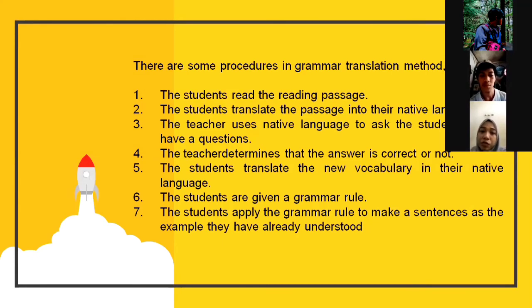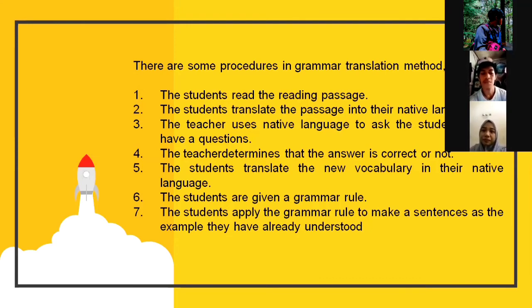The second, the students translate the passage into the native language. And the next, the teacher uses the native language to ask the students if they have a question. The fourth, the teacher determines whether the answer is correct or not. The fifth, the students translate the new vocabulary into their native language. The students are given a grammar rule, and the last one, the students apply the grammar rule to make sentences as examples, and they have already understood.